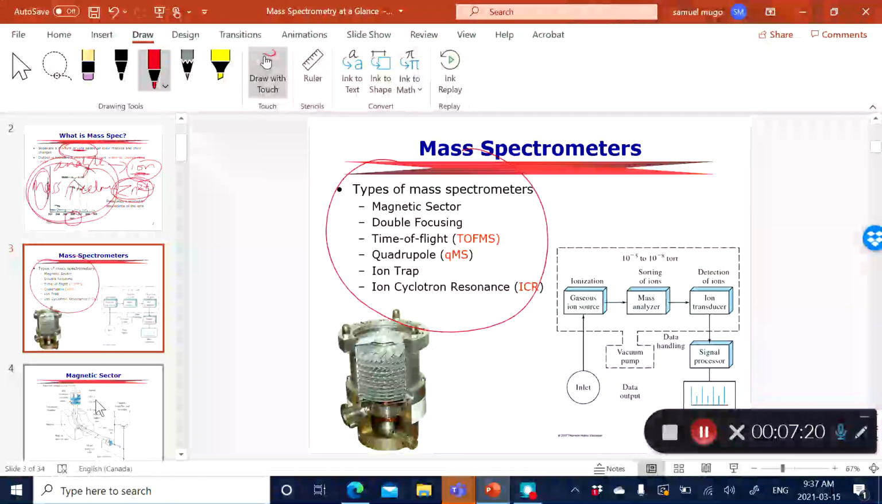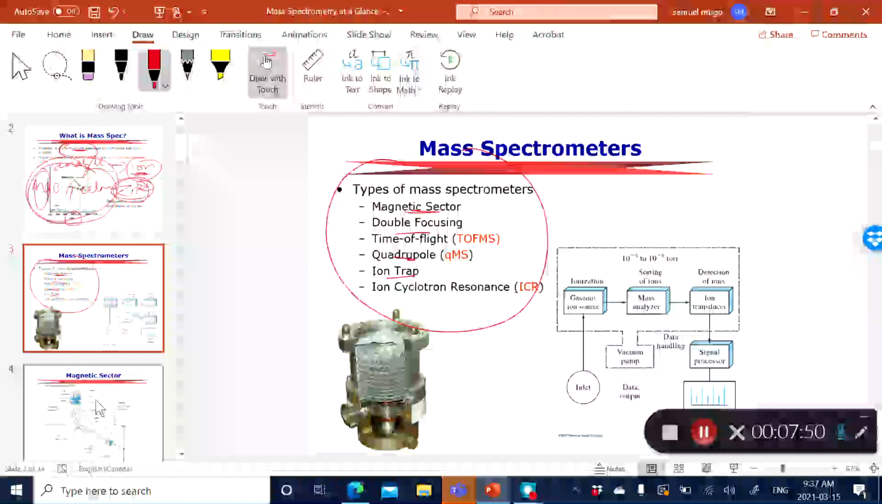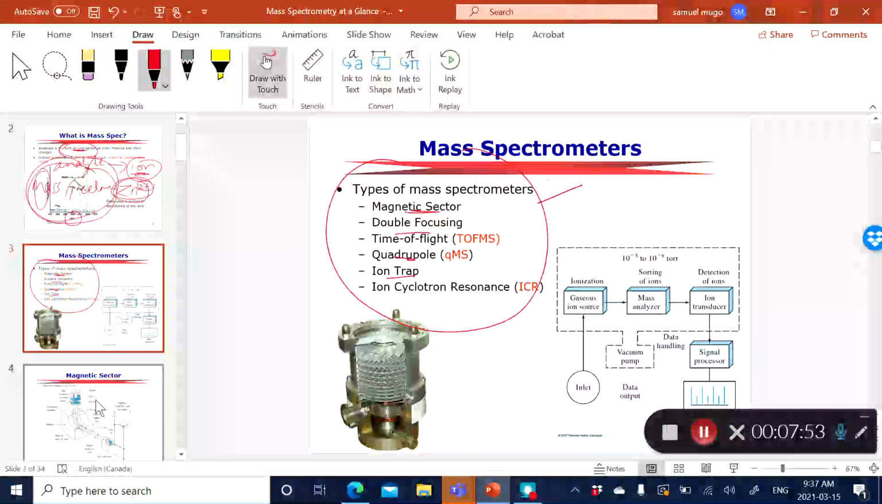So one type of mass spectrometer is what you refer to as a magnetic sector. The other one is a double focusing mass spectrometer. There's also the time of flight, or what you call the TOF MS. There's also what you refer to as a quadrupole, often symbolized as QMS. There's also the ion trap, and the ion cyclotron resonance. And again, as I've said, these are dependent on the mass analyzer.